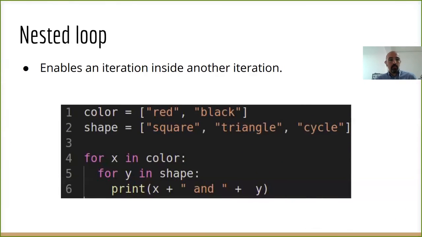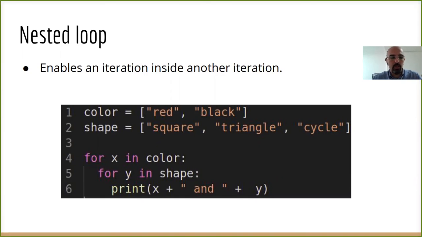Last topic is about nested loops. As for the nested condition, where we had a condition inside another condition, here we may have a loop inside another loop. Suppose that, like in this example, we have 2 sets of elements, so the elements of the color and the elements of the shape.